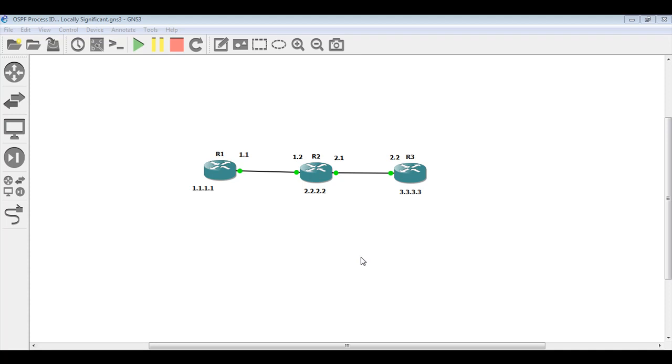In this lecture I will talk about the OSPF process ID and what it means when they say that it is locally significant. So here is the topology that we will use in this lecture, where we have three routers, router 1, router 2 and router 3, and we have the network 192.168.1.0/24 and the network 192.168.2.0/24, and we have three loopback interfaces configured on each router.